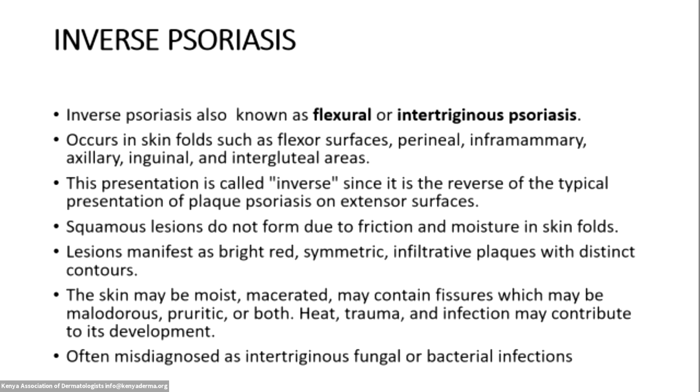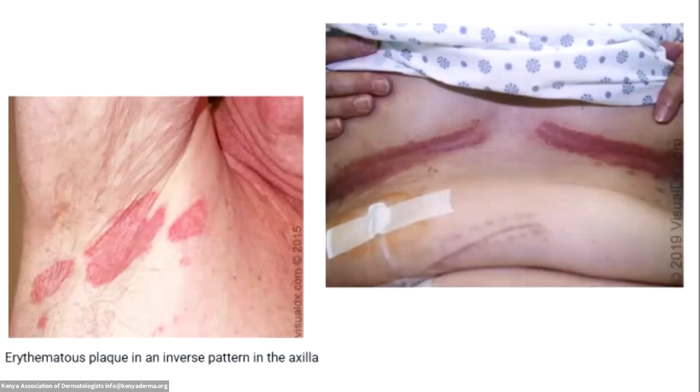Fissures may also occur, and they tend to be malodorous and pruritic. Heat, trauma, and infection may actually contribute to its development, and more often than not, inverse psoriasis tends to be misdiagnosed as either a fungal or a bacterial infection based on the areas of presentation. So those are images showing inverse psoriasis in the axilla as well as the submammary region.